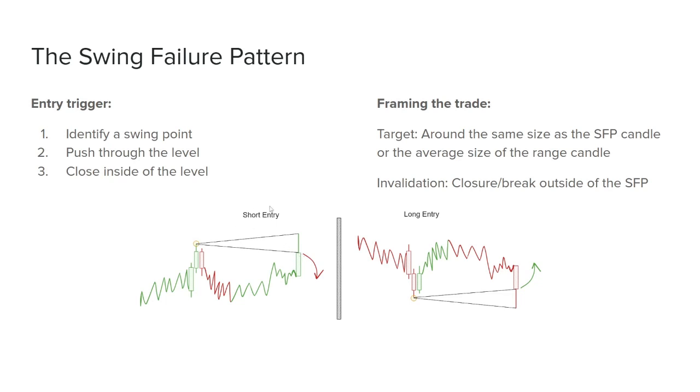From there, in the case of this short entry, we're looking to trade down, and in the case of a long entry here, where we have this swing low, we trade through it, close inside, we're looking for a trade up. Like with the maker's range, we're looking for our target to be around the same size as our SFP candle. And our invalidation is a closure or a break outside of the SFP. So in our short entry, we're looking for a break above the wick that pushes through our swing. And in the long entry example, we're looking for anything that goes outside of the wick low of our SFP candle. Once again, whether you invalidate on a closure or a break is really up to you.